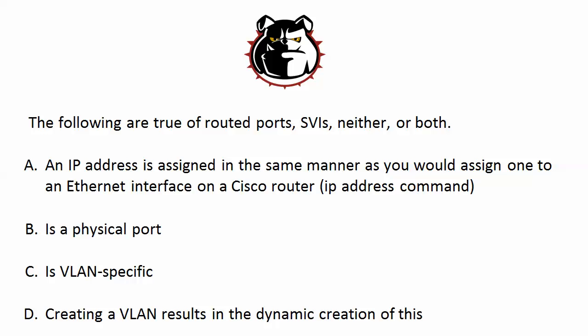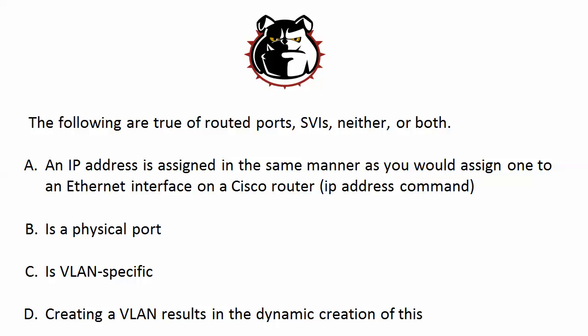So let's take a look at these four choices. As far as the IP address assignment goes, you're going to do that with a routed port and an SVI in the exact same manner. You're going to use the IP address command. Now B, is a physical port, only describes the routed port on a layer 3 switch, because that is going to be your physical port, and an SVI is a logical interface.